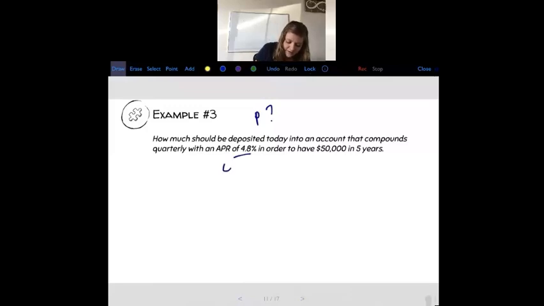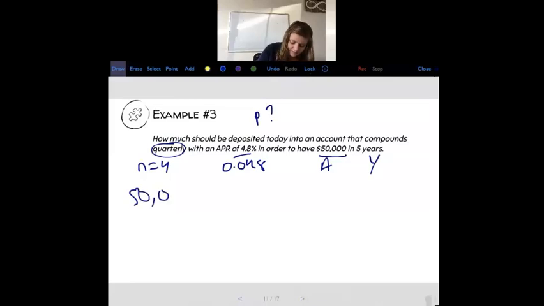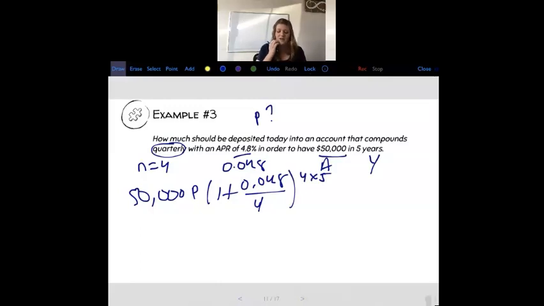Okay. Our APR is 0.048. This is the amount now because our goal is to get to 50,000. Y is 5, and then since it's compounding quarterly, N would be equal to 4. Okay, so in this case, our amount is 50,000, principal times (1 plus 0.048 divided by N) to the N times 5. Okay, so notice here, oops, I forgot an equal sign. In order to solve for P, we're going to have to divide whatever this stuff becomes.